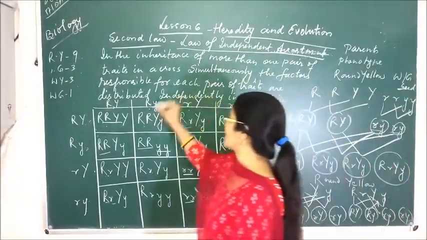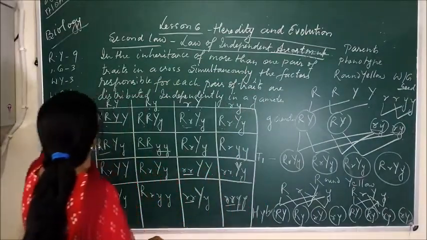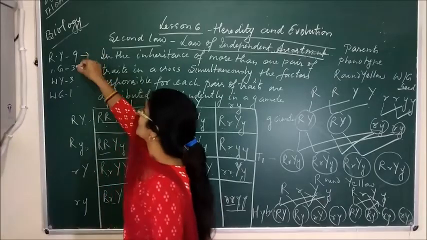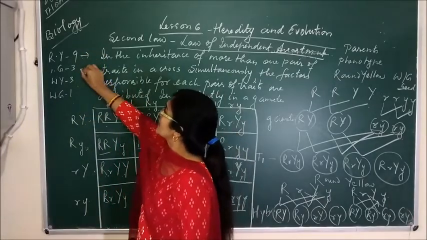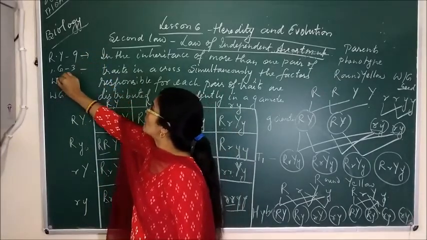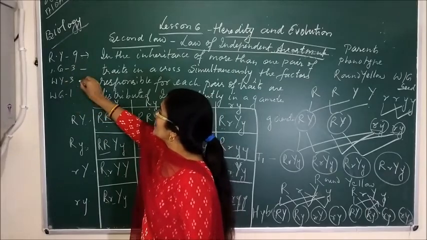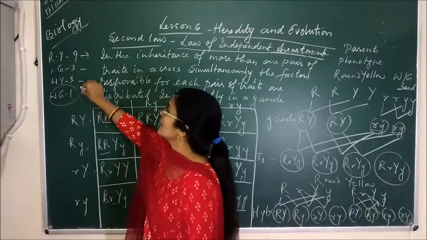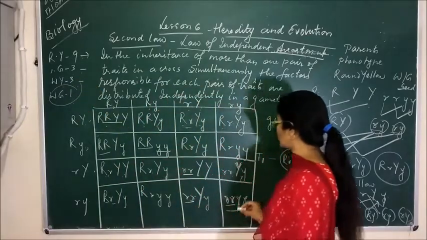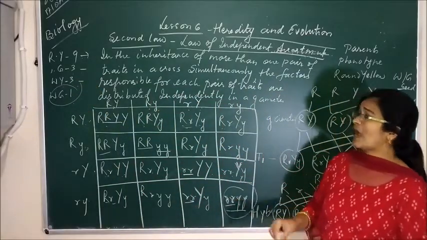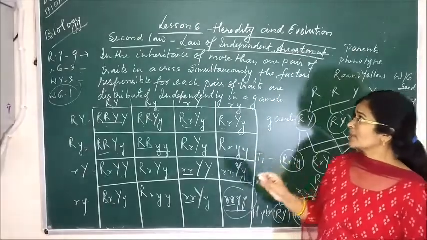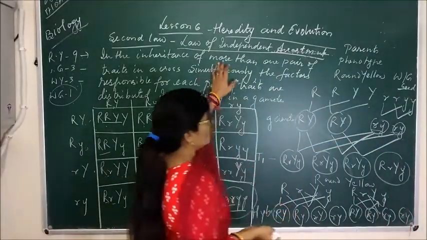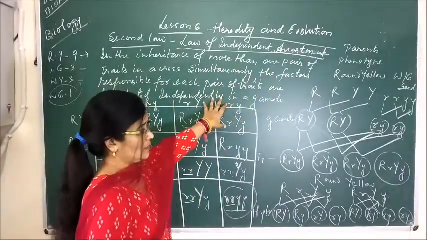So according to this chart we have explained that the plants produced will have 9 parts round yellow seeds, 3 parts of the plants will produce round green seeds, 3 parts will have wrinkled yellow seeds, and 1 part only wrinkled green seeds, because both are recessive in character. And this is called the second law of inheritance, that is the law of independent assortment.